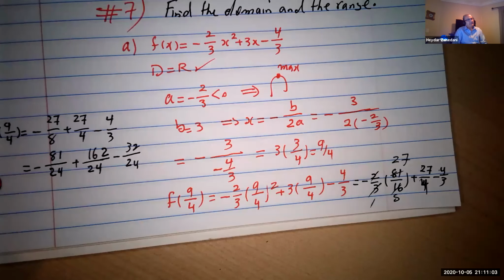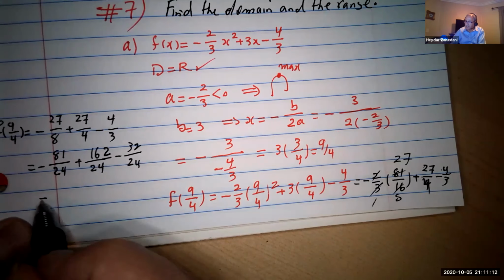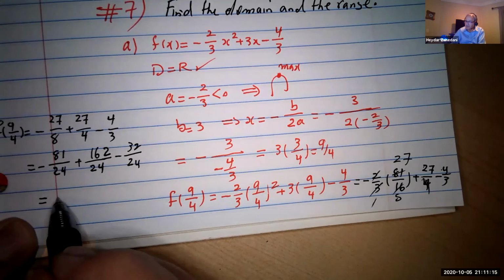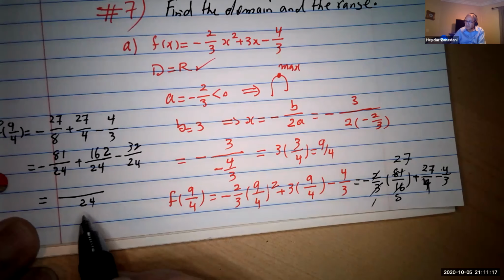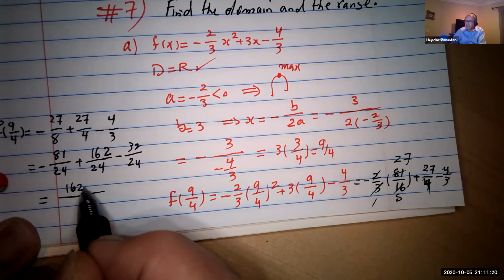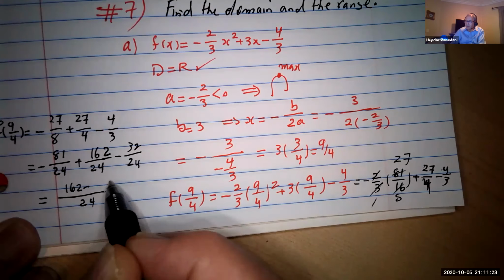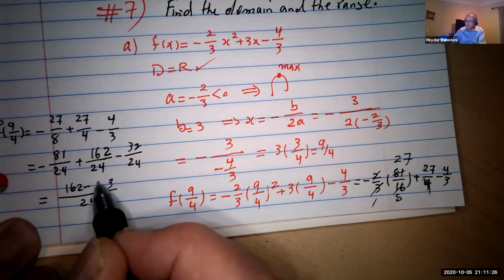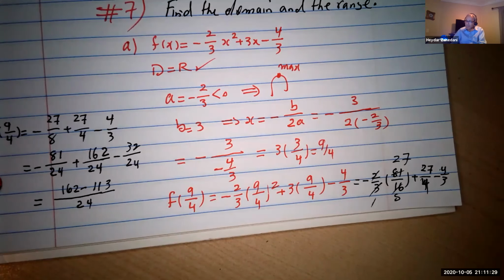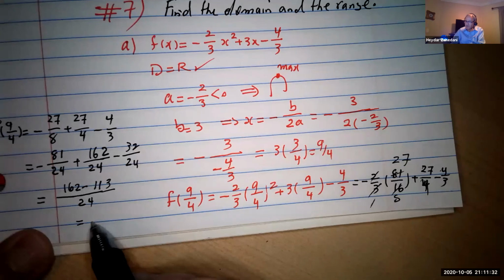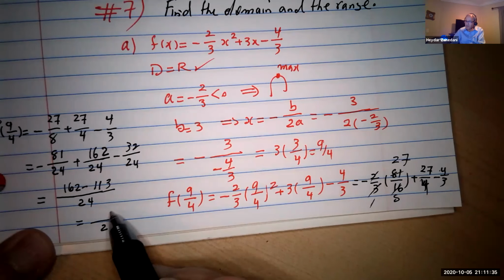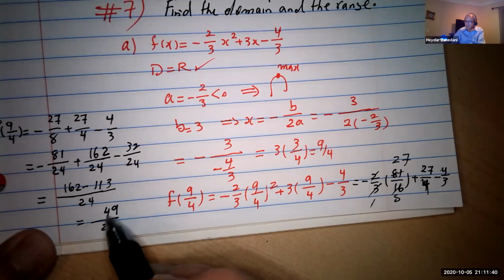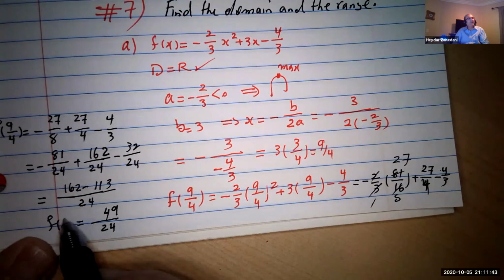Okay, this is the one. It can be simplified to get the final number. What is that? You have the 24 here. Okay, this is going to be 162 minus, if you add these two together, that gives you 3, and this is going to be 111. So finally this is going to be 24, and the top is going to be 49. Okay, that's the one. I think so.